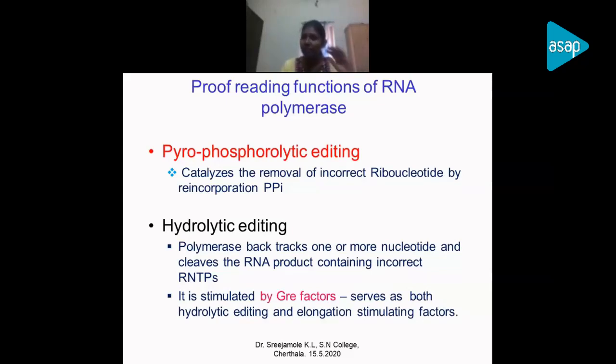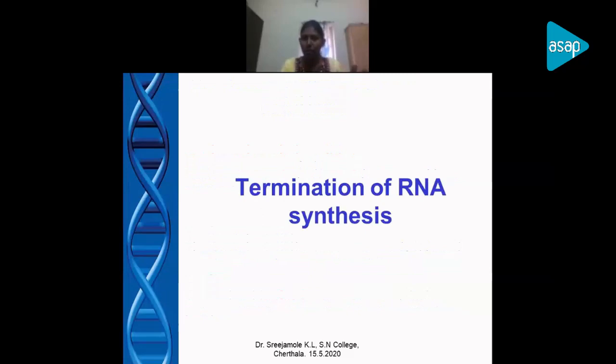This hydrolytic editing is stimulated by GRE factors, which have hydrolytic editing properties as well as elongation stimulating functions. These two functions are carried out by the GRE factors. So that's all about the elongation process.